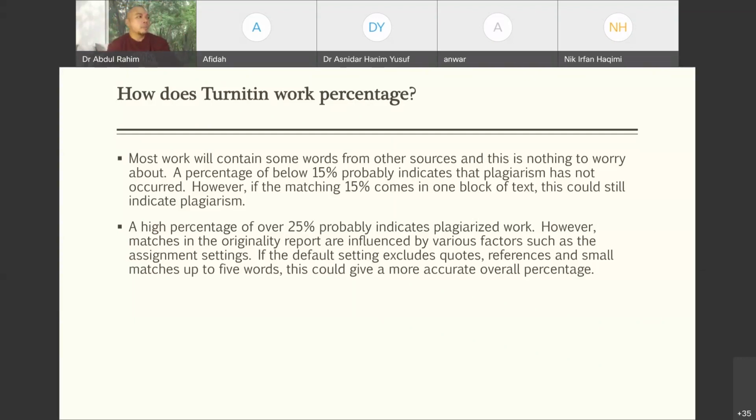Okay, a high percentage of over 25% probably indicates plagiarized work. However, matches in the originality report are influenced by what is included. Excluding the quotes, references, and small matches up to 5 words could give a more accurate overall representation. Of course, when we want to submit our works or the student works, we have to remove the references part. That is the main part that we have to remove. Okay, references. And then we can remove the names of the author and the front page, and then maintain the abstract and the rest.